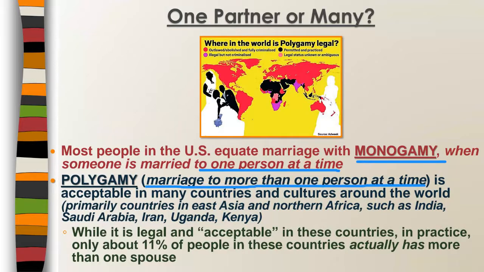And it's still pretty widely acceptable in dozens of different countries, particularly across East Asia, Northern Africa, countries like India, Saudi Arabia, Iran, Uganda, Kenya, etc. However, just because it's legal and acceptable in those countries doesn't necessarily mean everyone is polygamous there. Only about 11% of people in these countries actually are married to more than one spouse.